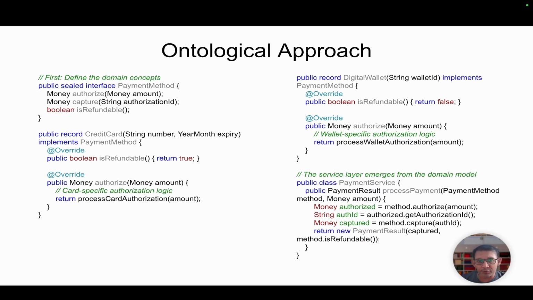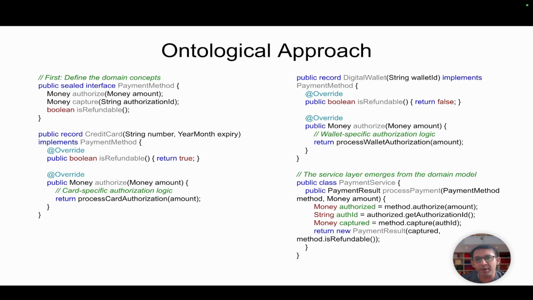In the ontology driven approach, you would start by asking what is a payment method fundamentally. You discover that all payment methods share certain characteristics. They can authorize amounts, they can capture previously authorized amounts, and they have different refund capabilities. So you create an interface that captures this essential nature. You define that every payment method must be able to authorize a money amount and return some kind of authorization token. They must be able to capture using the token, and they must declare whether they support refunds.